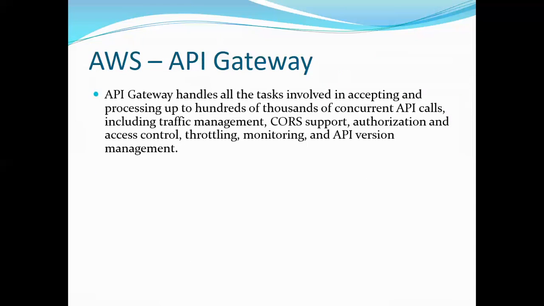Okay. So API Gateway handles all the tasks involved in accepting and processing up to hundreds of thousands of concurrent API calls, including traffic management, CORS support, authorization and access control, throttling, monitoring, and API versions. Okay, so try to remember these words, because this will be useful from the examination point of view. I can cover to some extent what all of this is.